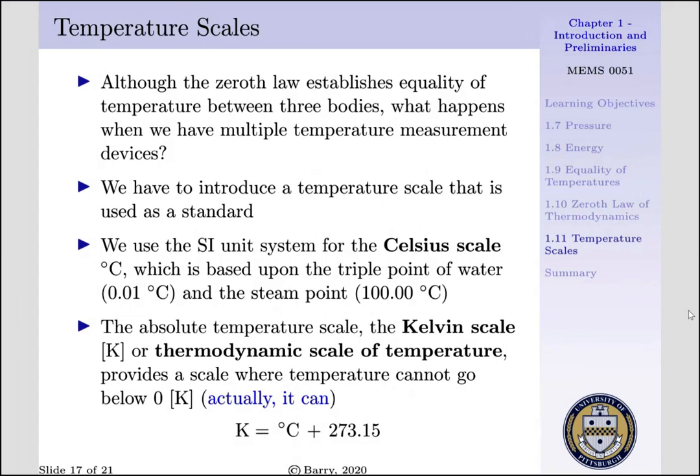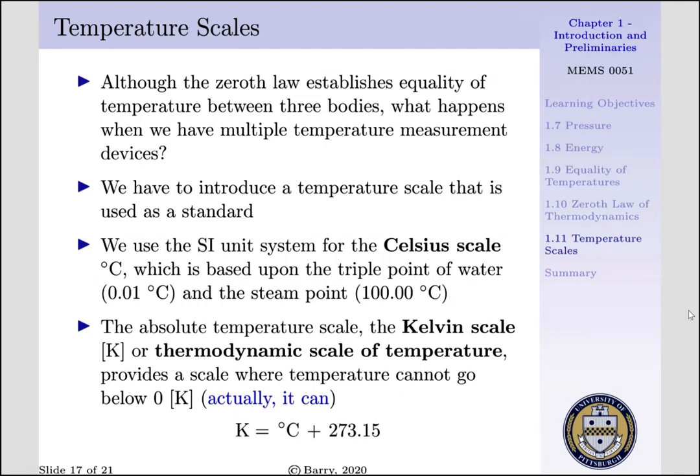Now, an important distinction here is we need a temperature scale. That is, although the zeroth law establishes equality of temperature between our three bodies, what happens when we have multiple temperature devices? There isn't only one thermometer in this world. We have to use a temperature scale that standardizes our temperature measurement. We use the SI unit system, and within the SI unit system, we can use our Celsius scale, also referred to as our centigrade scale.